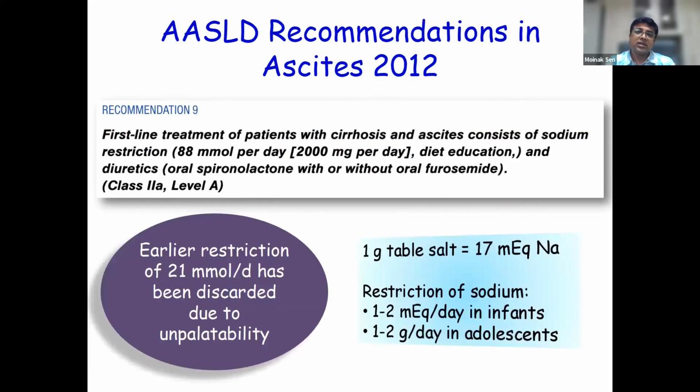When you see the ASLD recommendations for ascites, what they say is that you should restrict as much of oral salt as possible. Remember, 1 gram of table salt contains about 17 milliequivalents of sodium. And the restriction of sodium in such patients with ascites should be approximately 1 to 2 milliequivalents per day in infants and 1 to 2 grams per day in adolescents.